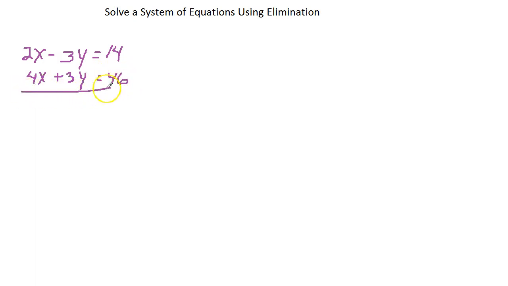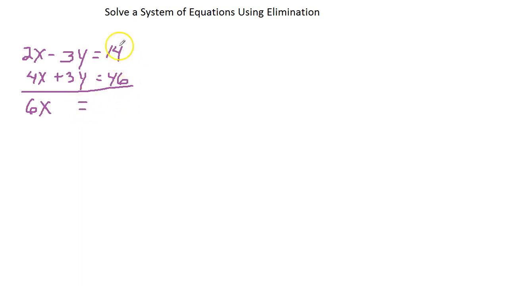46. Now you can clearly see right here, this is why this is one of the easiest types, because our y values, the coefficients, are the same digit with opposite signs. So when you have something like this, all you've got to do is just add the two equations together. So 2x plus 4x gives you 6x. This cancels. The y's have been eliminated, hence the name elimination method.